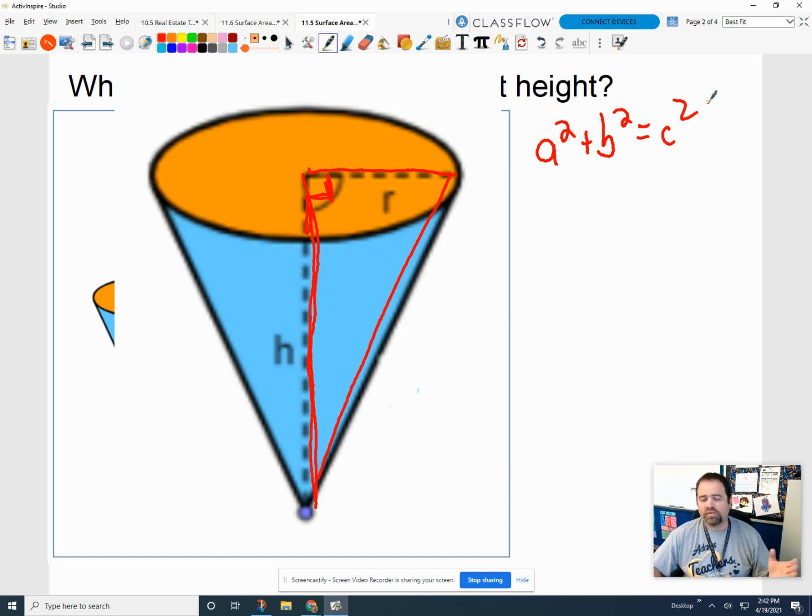What's nice about these is I'm going to give you the A and B every time. So it's not like when we've done these before where you had to switch back and forth between what was missing and what you were looking for, and whether you were looking for a hypotenuse or a leg. It's always going to be the hypotenuse that you're looking for on these. You're always looking for the slant height of the cone.